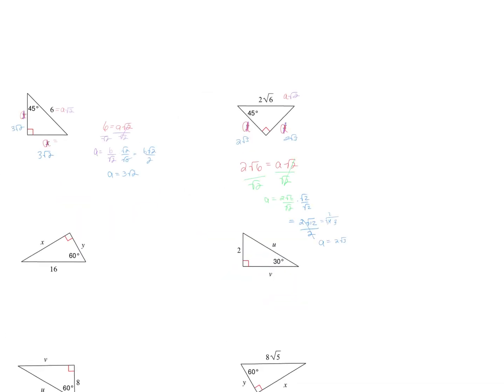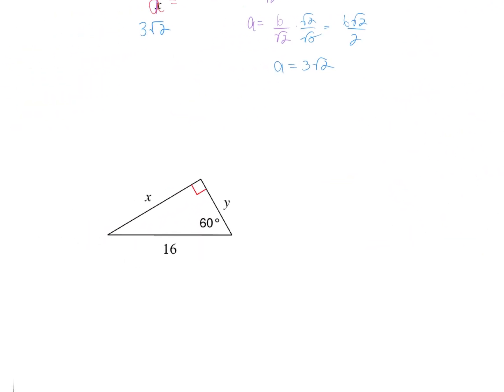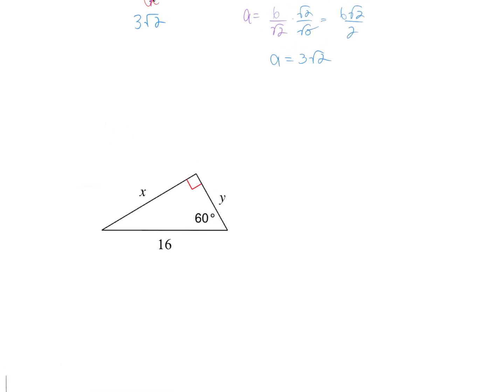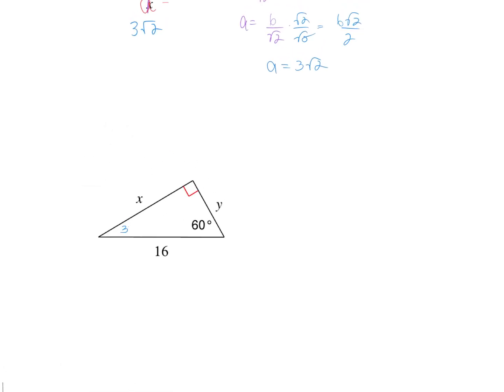Our 45, 45, 90s are a little easier because the legs are the same. Our 30, 60, 90s kind of give us a little bit of trouble. I found it makes it easier to actually label all 3 of the angles. They'll always give you 2. They'll give you the right angle, and then they'll either give you 45, 30, or 60. With the 45, 45, 90, I know both the legs are the same, so you don't really have to put the other 45s. But sometimes it's just easier to write the 30, the 60, and the 90.